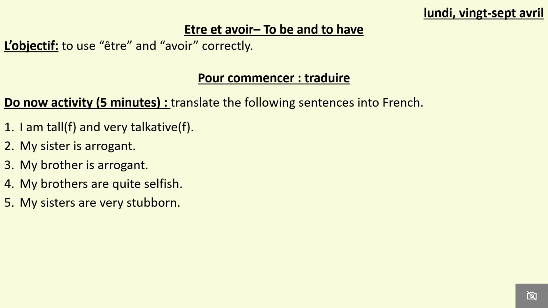Okay, let's look at your do now activity. Pour commencer, traduire. You have a 5-minute do now activity to translate the following sentences into French. So copy the English and write down the French next to it. Note that for number 1, it's pointed out that it's a feminine person, okay? So the F in brackets means feminine, so make sure your adjectives agree. Pause now, complete the activity and press play for the answers.